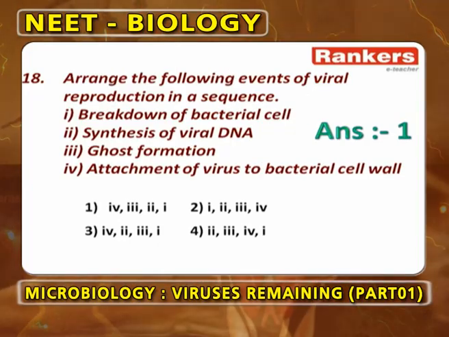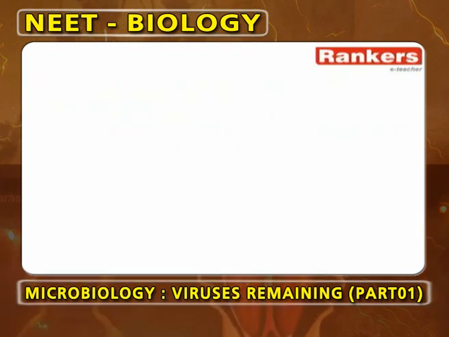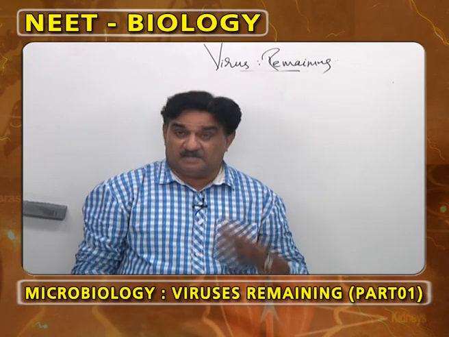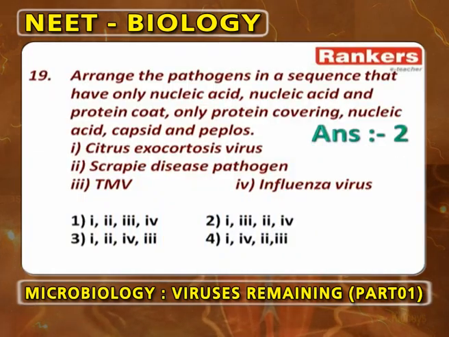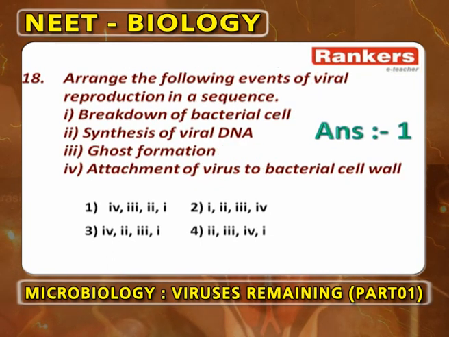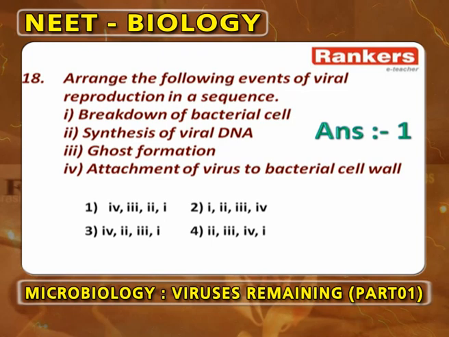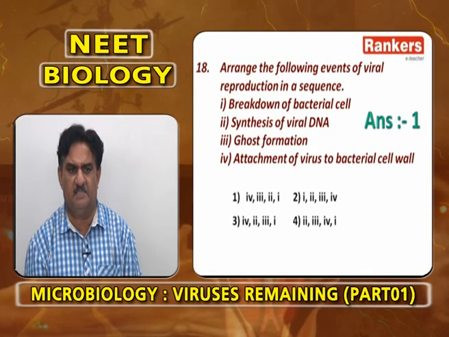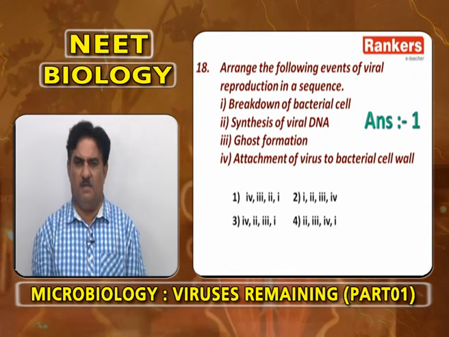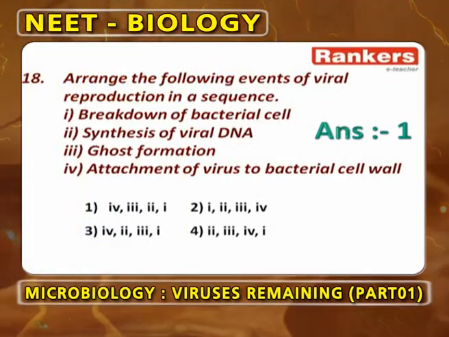Here the first step is attachment of virus to bacterial cell. Next, ghost formation. Once attachment occurs, penetration takes place, the viral DNA enters the bacterial cell, resulting in the formation of ghost. Then synthesis of viral DNA, because once the viral DNA enters the bacterial cell, bacterial DNA disintegrates and all total metabolic activities are under the control of viral DNA. So, synthesis of new viral DNA takes place.